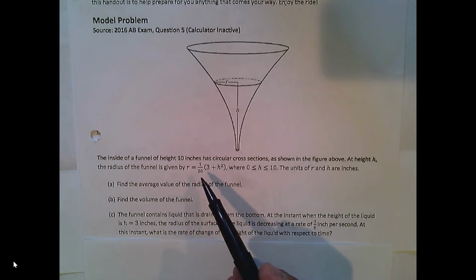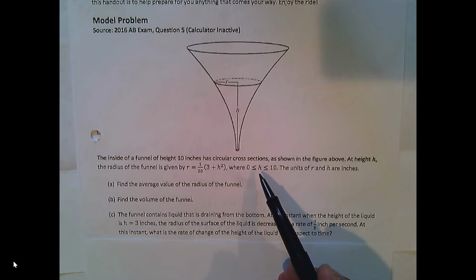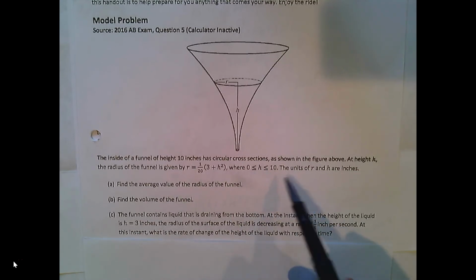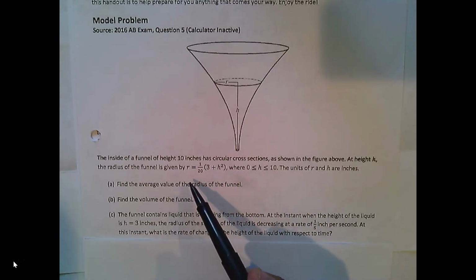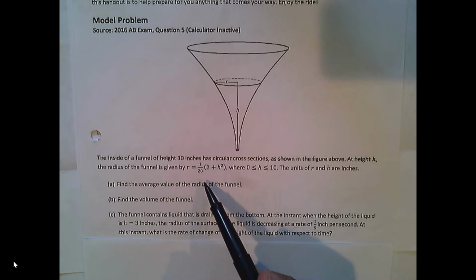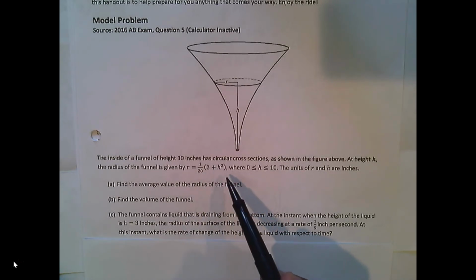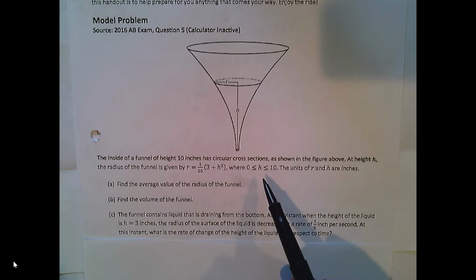Okay, the inside of a funnel of height 10 inches has circular cross sections as shown in the figure above. At height h, the radius of the funnel is given by r equals 1 over 20 times (3 plus h) squared, where 0 is less than or equal to h, less than or equal to 10. The units of r and h are inches.